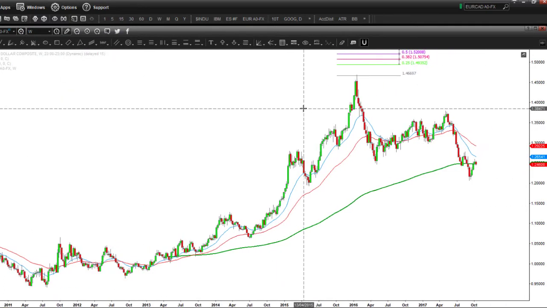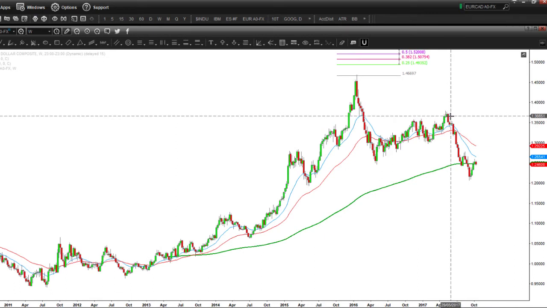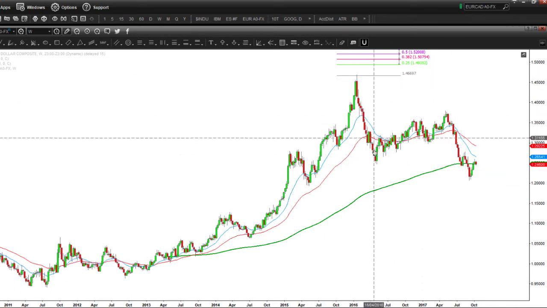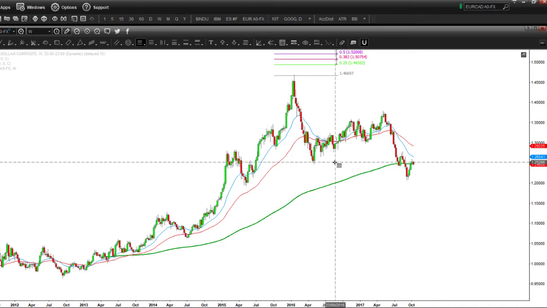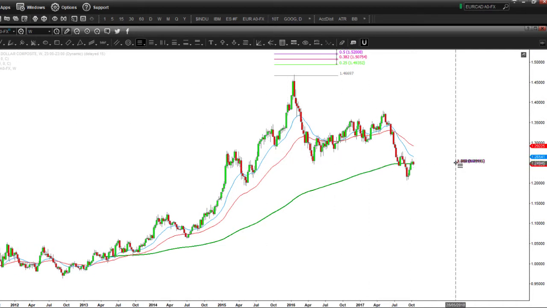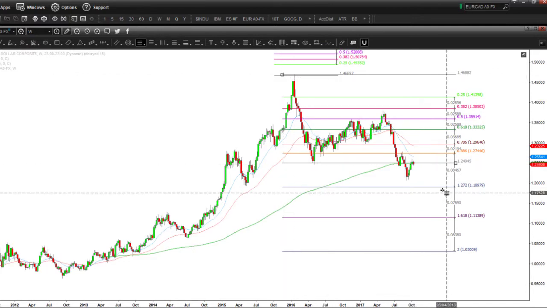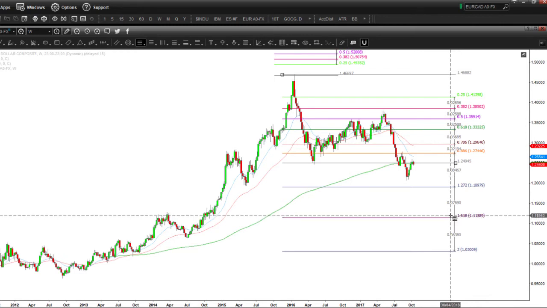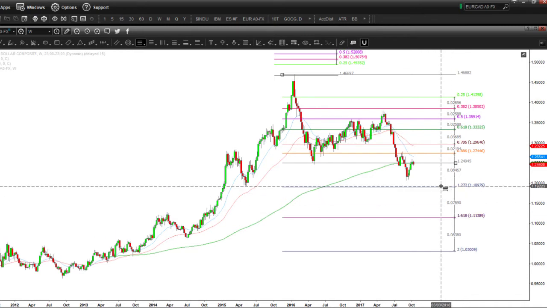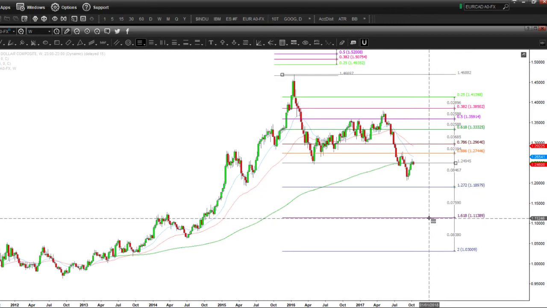What is interesting as well is this looks like one big giant ABCD formation. There we go, A, B, C, D. We haven't quite come to the finishing part. If we take our point B to A, there we go. We can see that the 1.272 is down here and the 1.618 is there. Based on this, I can't reasonably anticipate that the US dollar is going to strengthen against the Canadian dollar with conviction until it gets to potentially the 1.272 or the 1.618 extension.